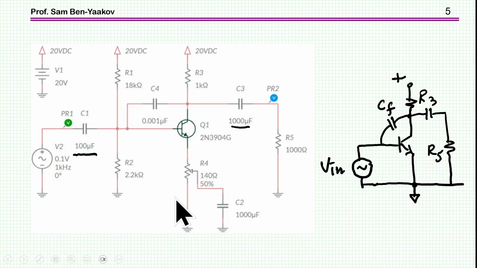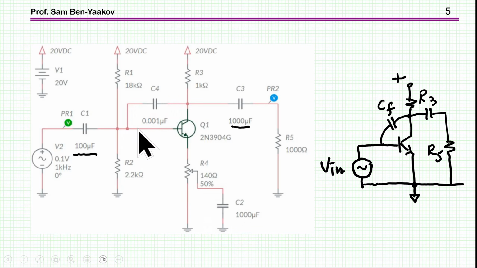Now let's have a look at this circuit, which was suggested as a means for teaching the effect of a bypass capacitor in this amplifier. We have here a resistor, and this is a bypass capacitor. This is a variable resistor, and the idea is that by moving this slider and changing the resistance, I can see what is the effect of this bypass capacitor. But let's have a look here.